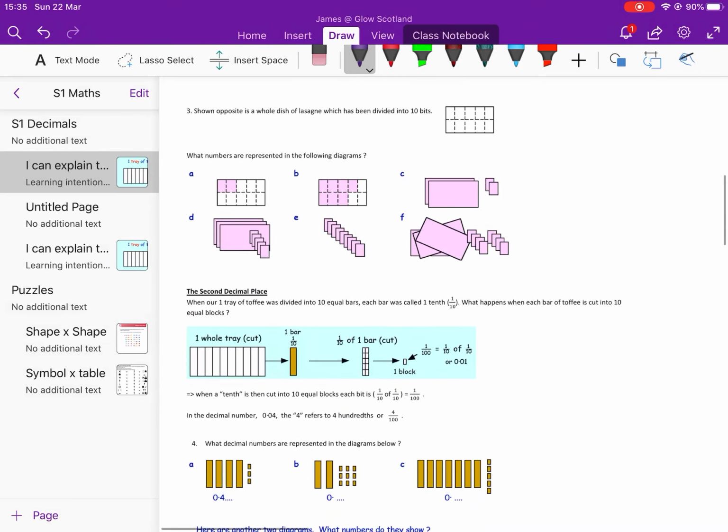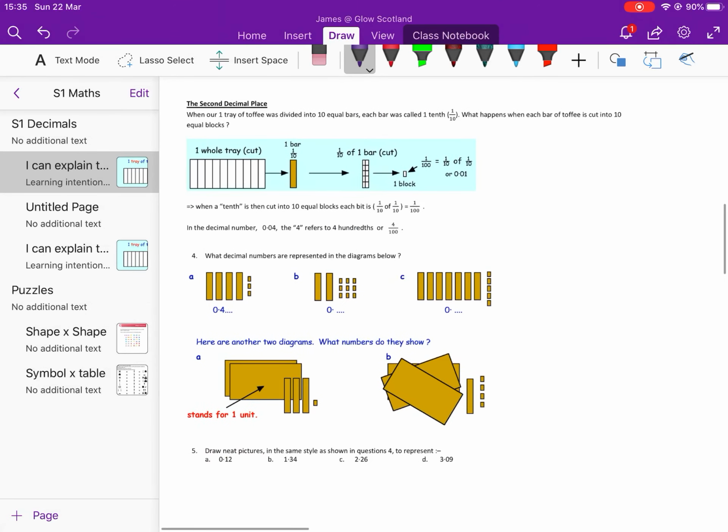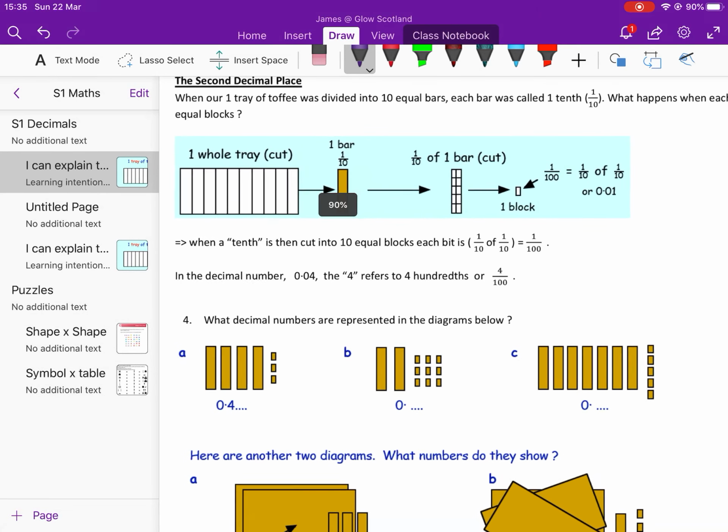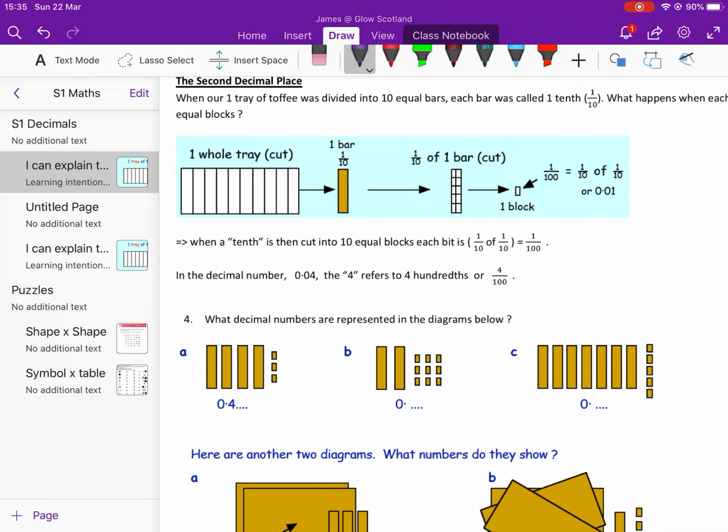So that's question 2. Question 3, we then have to look at the second decimal place. So I'll explain what I've put in here for you, and then we'll have a wee look at the decimal demonstrator as well.